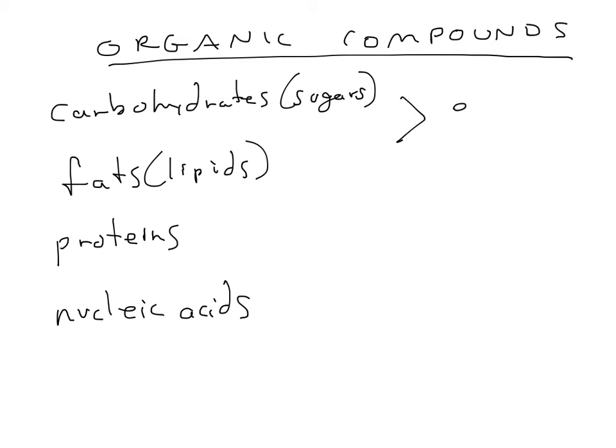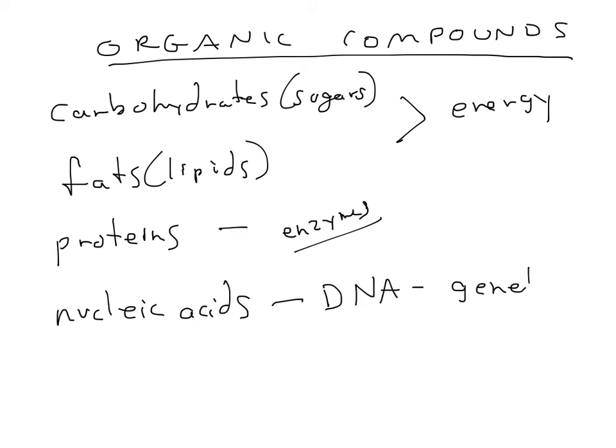Carbohydrates and fats give you energy. Proteins do a variety of things. We spent some time especially talking about enzymes. And nucleic acids like DNA govern your genetic inherited information.